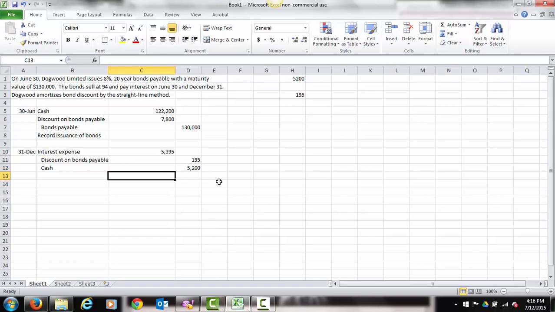So what I have here is total interest expense. I have my discount on bonds payable, which I calculated by taking $7,800 and dividing it by 40 periods, 20 years times 2. And then here's my cash payment, which represents interest paid to the bondholders at the maturity value of the bonds, $130,000 times 8%, the stated interest rate, times 6/12, which represents half a year.